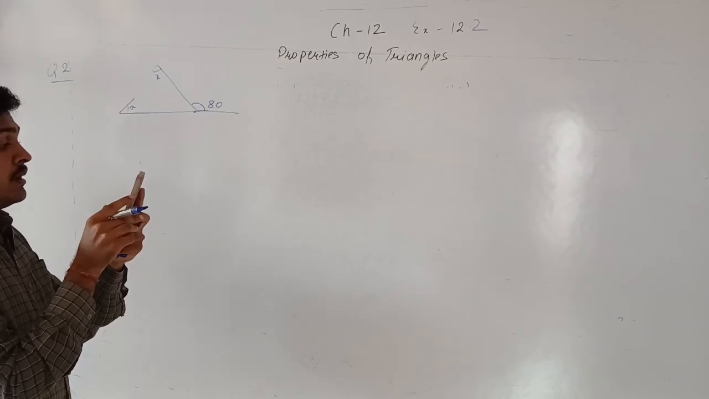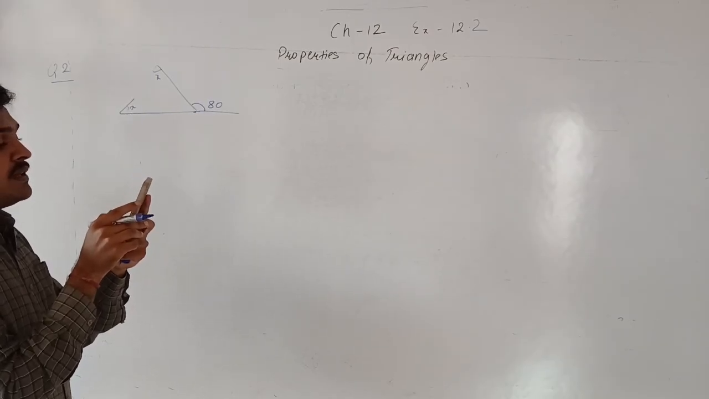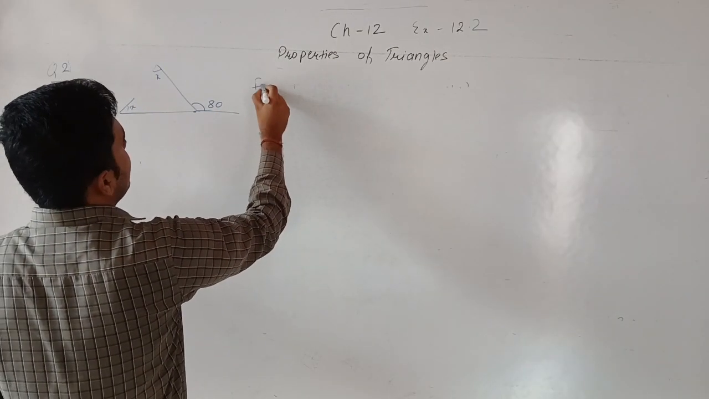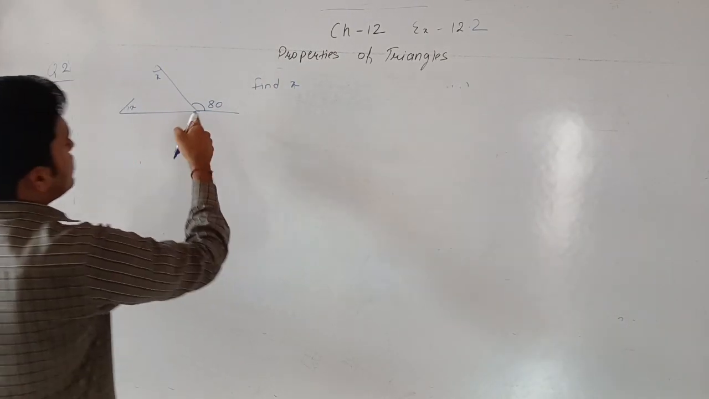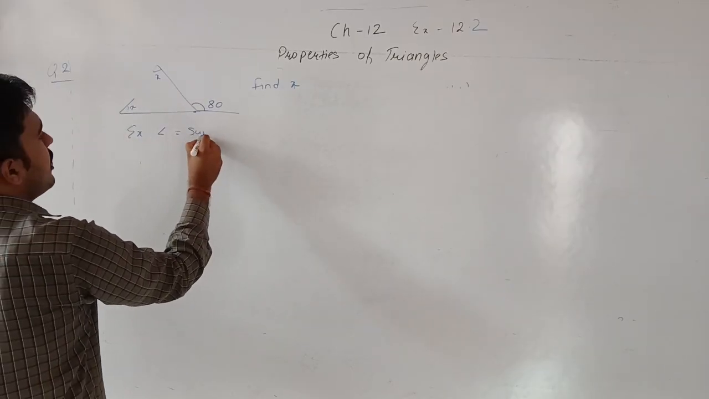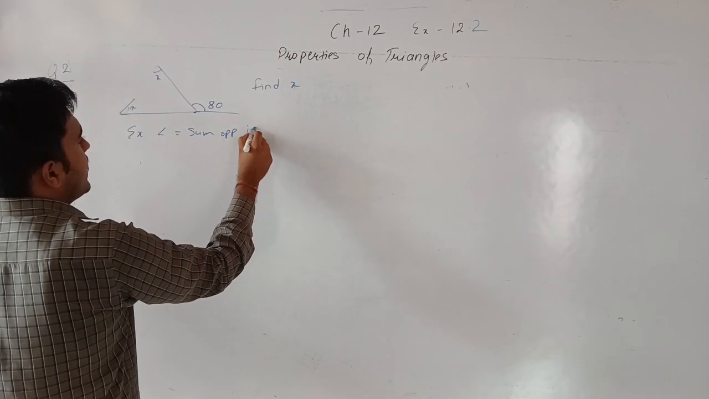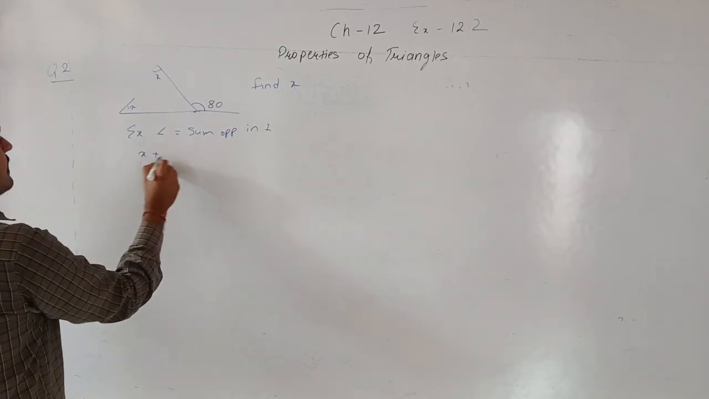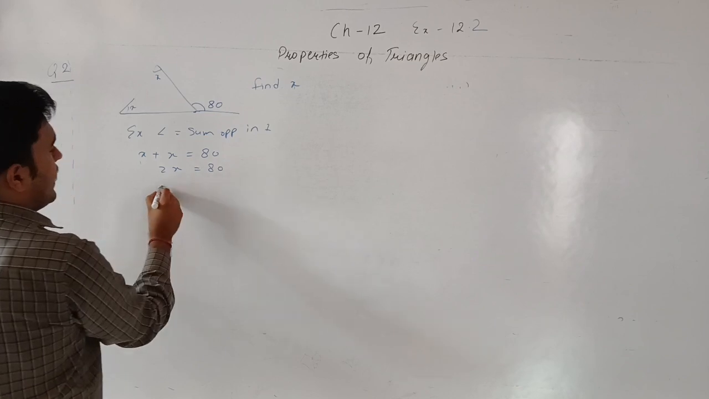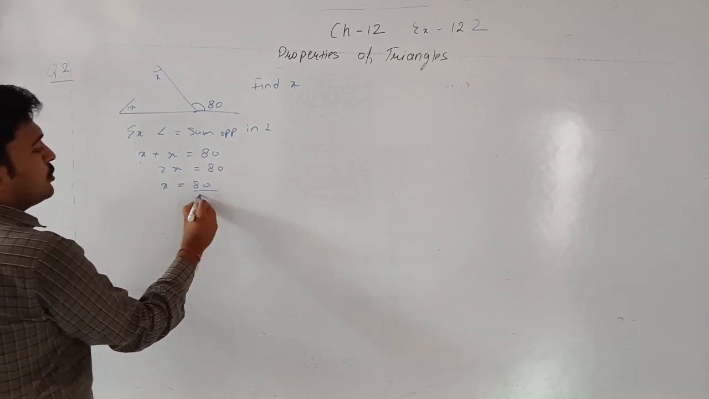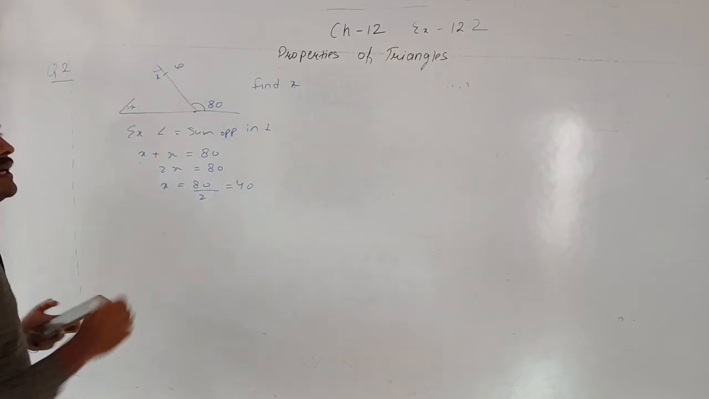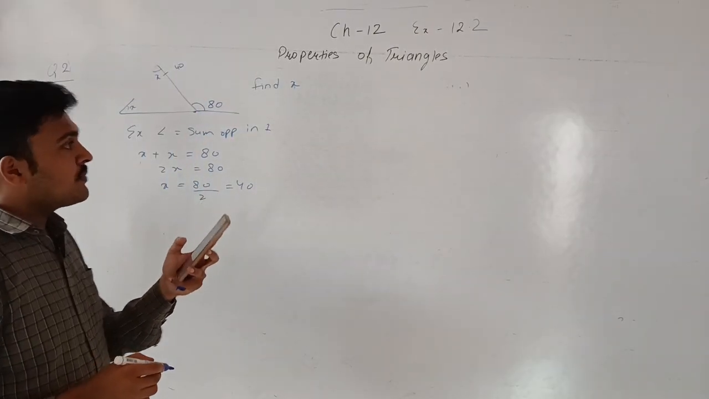Therefore, we know that exterior angle is equal to sum of opposite interior angles. Therefore, x plus x is equal to 80, or 2x is equal to 80, or x is equal to 80 by 2 is equal to 40. So x comes out to be 40 degrees.